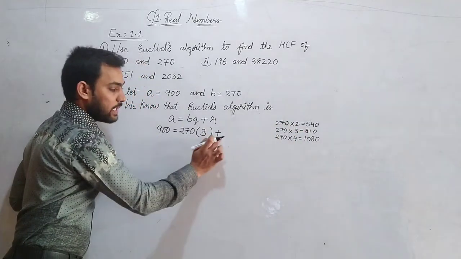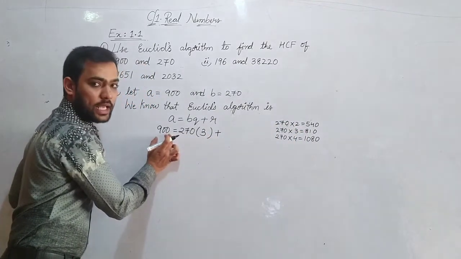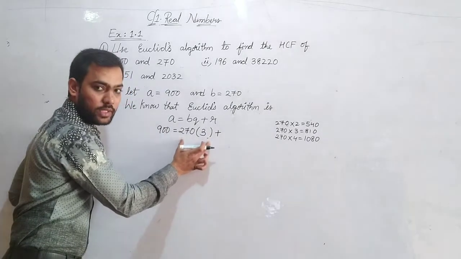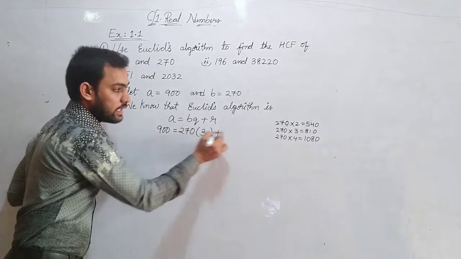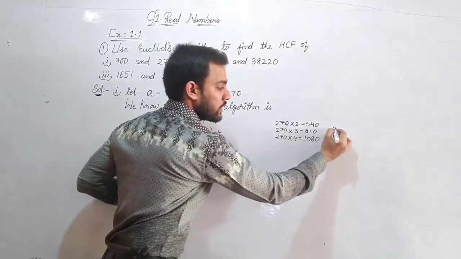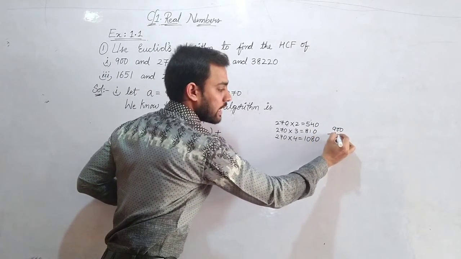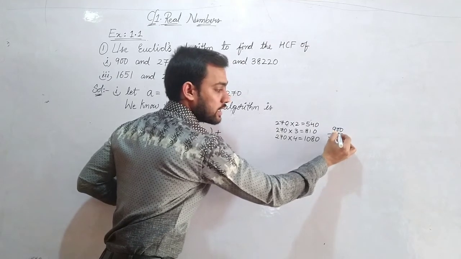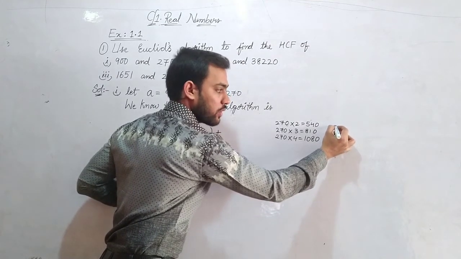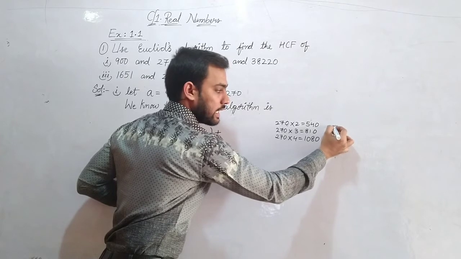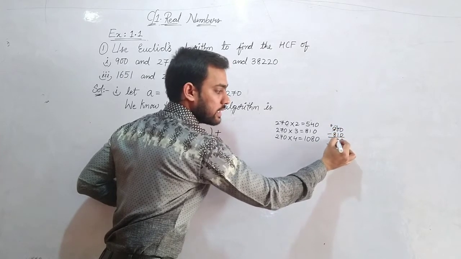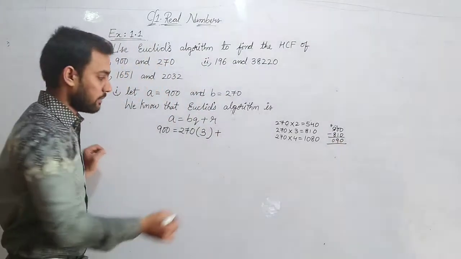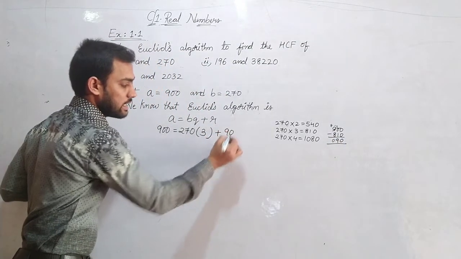So how many are remaining in this? How do we calculate that? From 900 you need to subtract the product you are getting over here. 270 threes you got as 810. So when you subtract 810 from 900, 0 minus 0 gives you 0, and 0 minus 1 is not possible. So borrowing from here, you will get 10, and here you will have 8. 10 minus 1 is 9, 8 minus 8 is 0, which means 90 you got as the remainder. So here you will write 90.